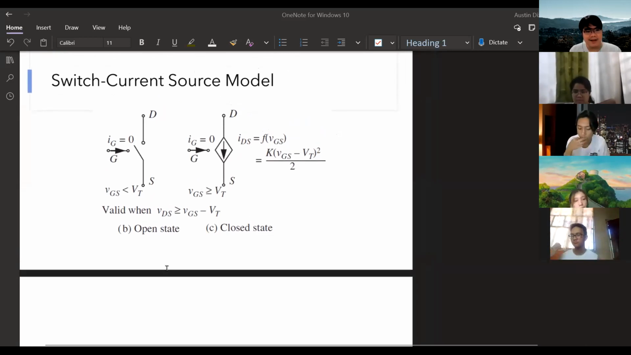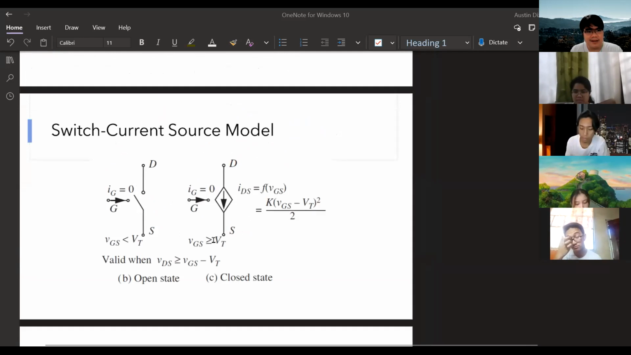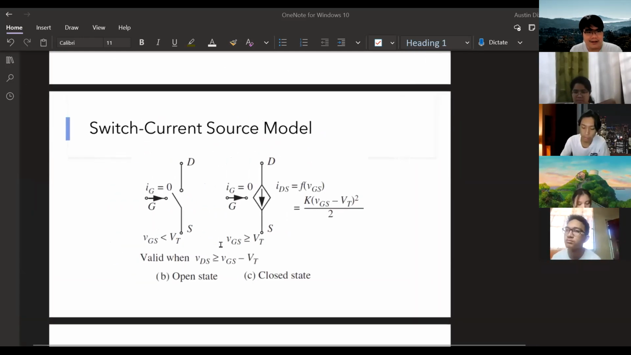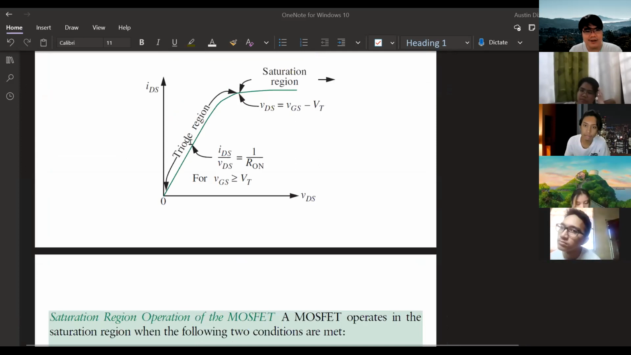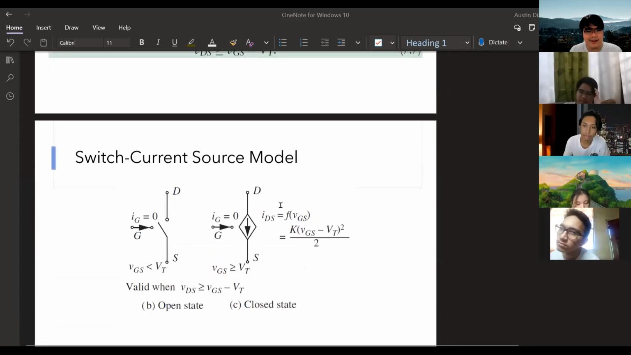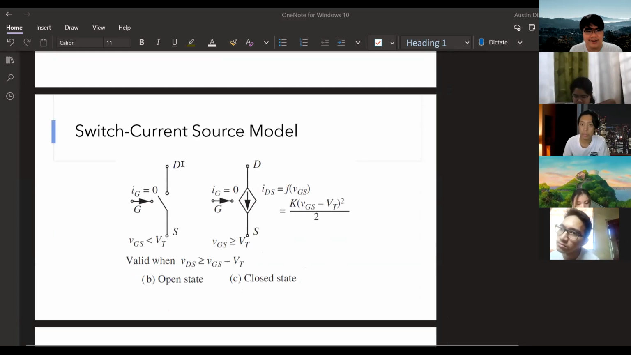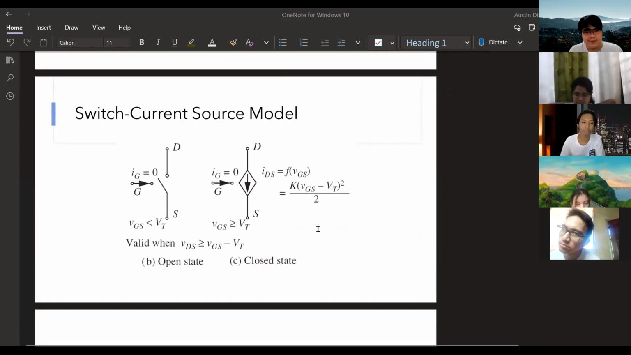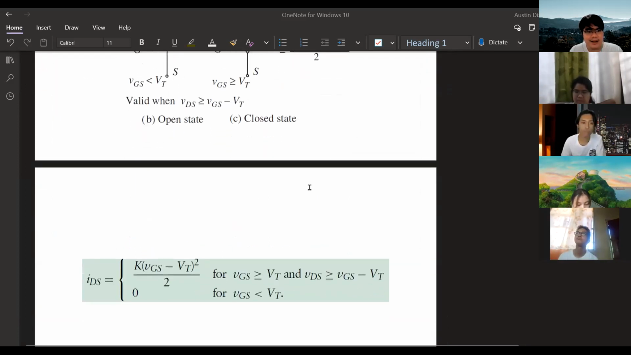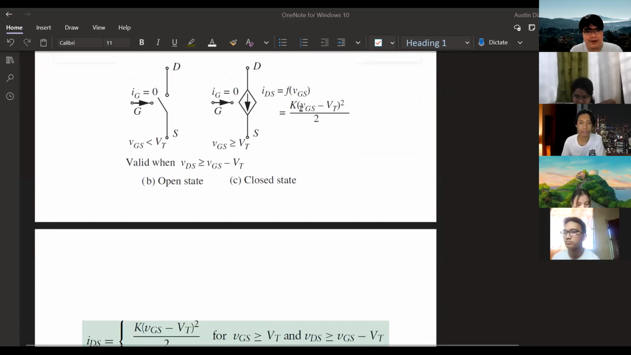Alright. So kapag nasa triode region ka, gagamitin mo yung SR model. Kapag nasa saturation region, itong switch current source gagamitin mo. Pansinin na yung current mo is a function of VGS, kasi constant naman yung VT, di ba? Tapos squared, so quadratic.